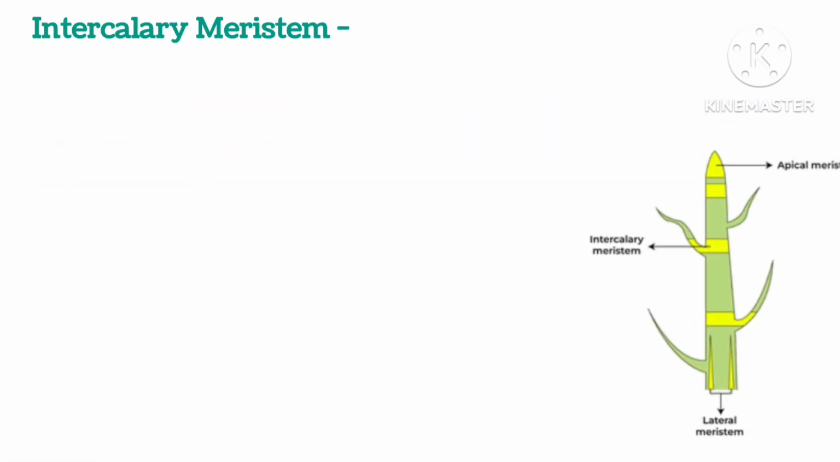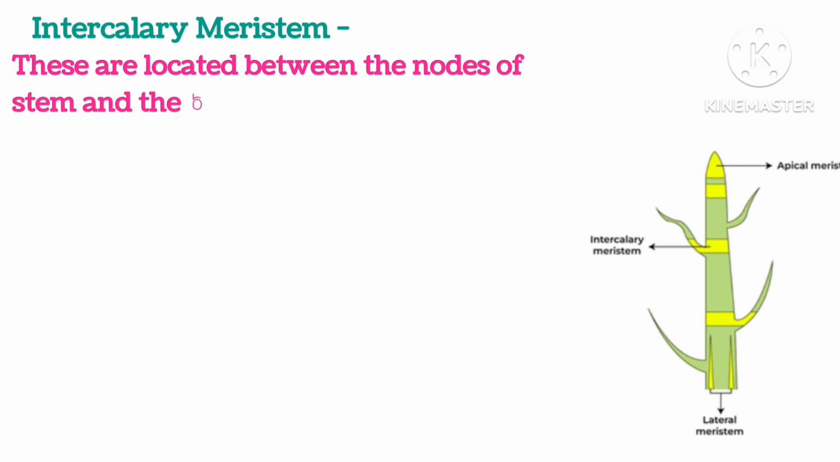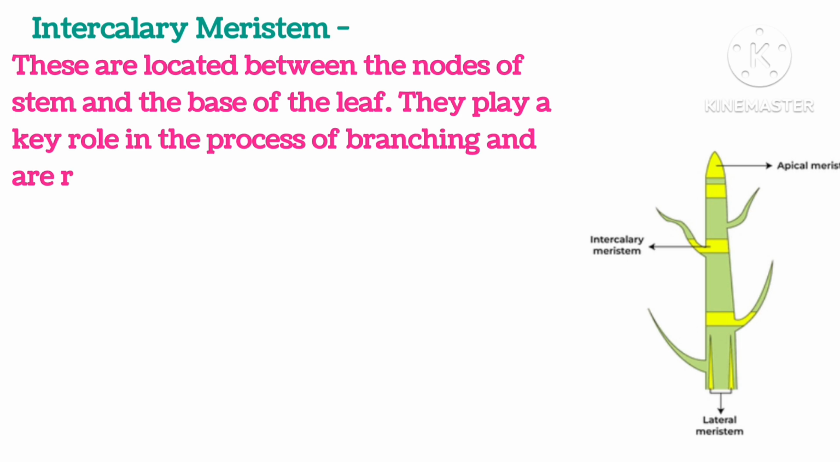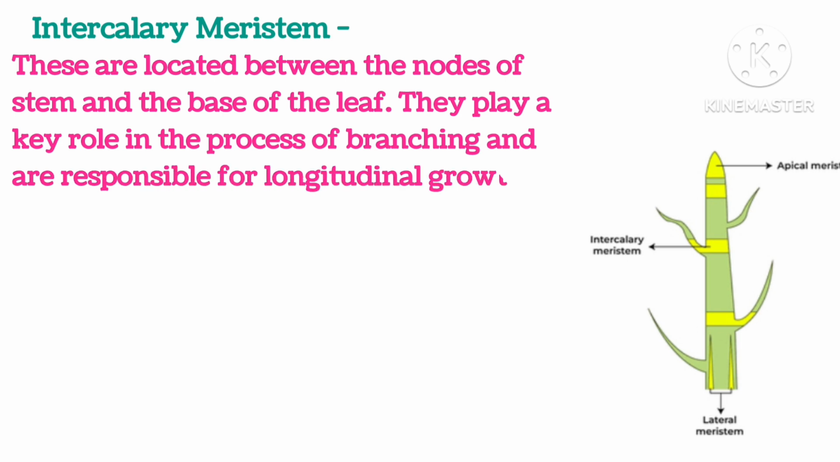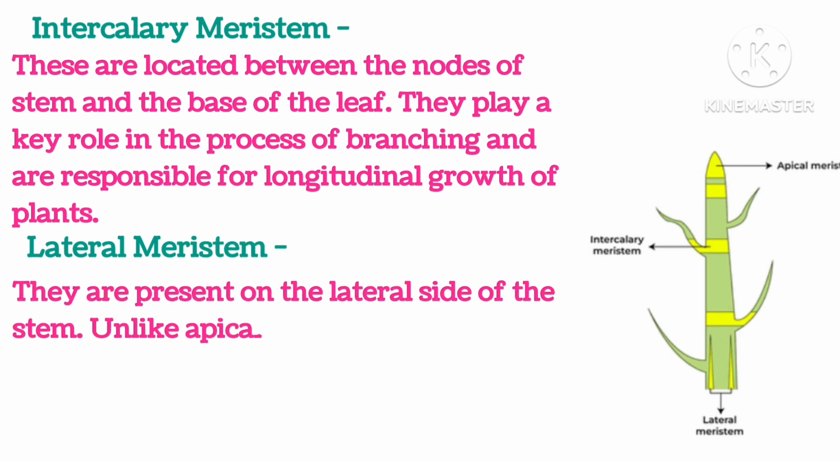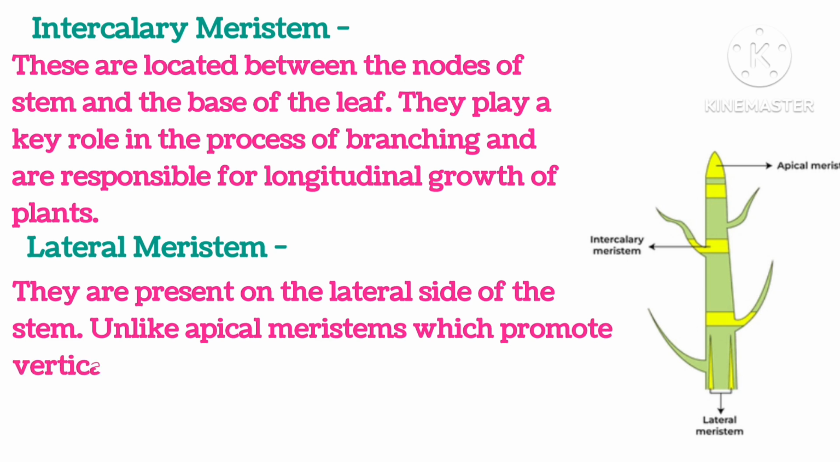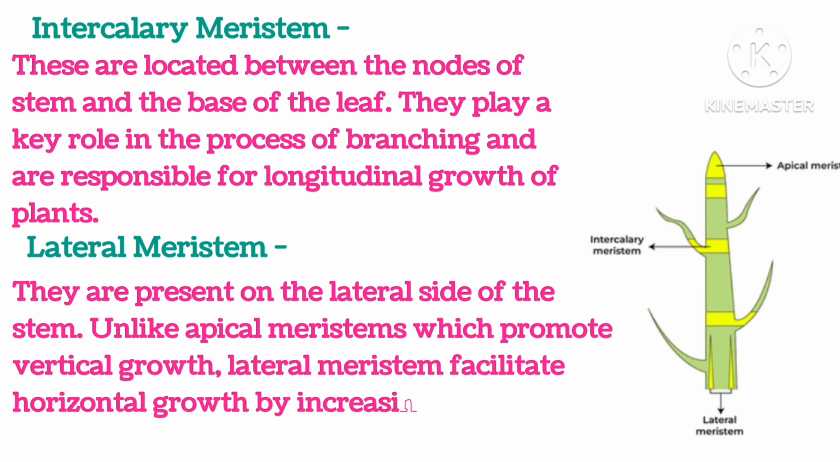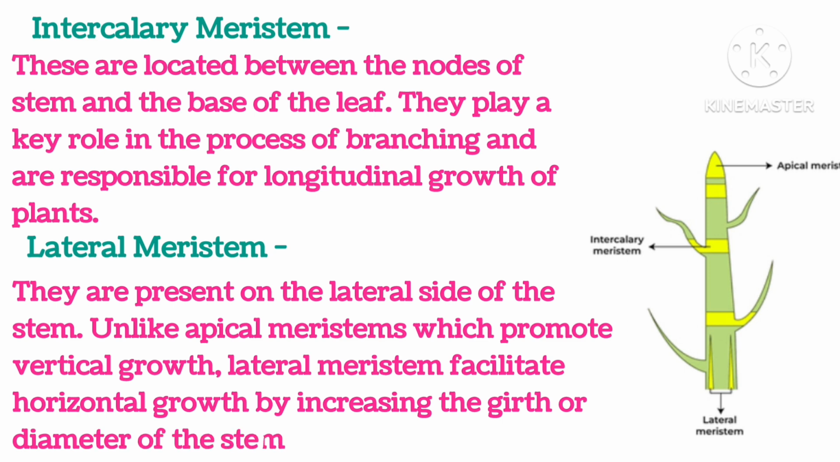Intercalary meristem. These are located between the nodes of the stem and the base of the leaf, and they play a key role in the process of branching and are responsible for longitudinal growth of plants. Lateral meristem. They are present on the lateral side of the stem. Unlike apical meristem, which promotes vertical growth, lateral meristem facilitates horizontal growth by increasing the girth or the diameter of the stem.